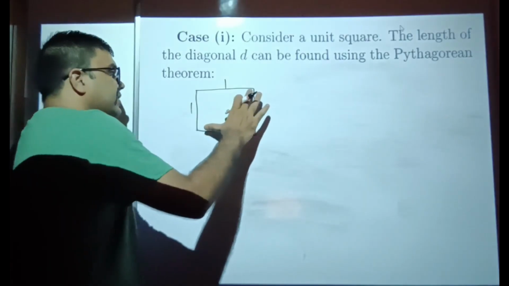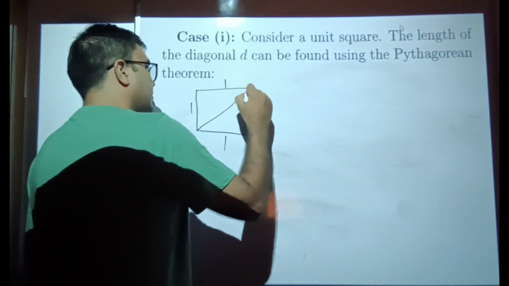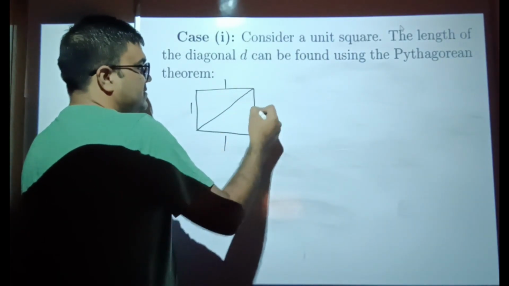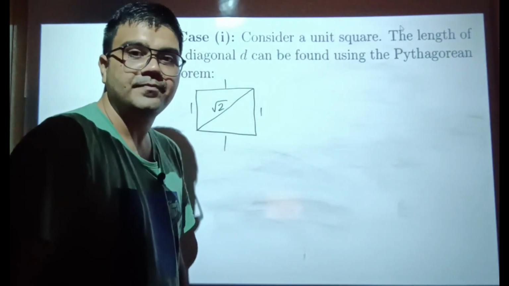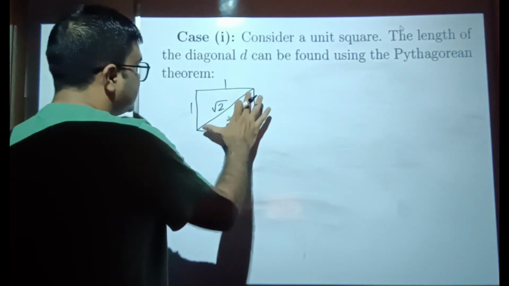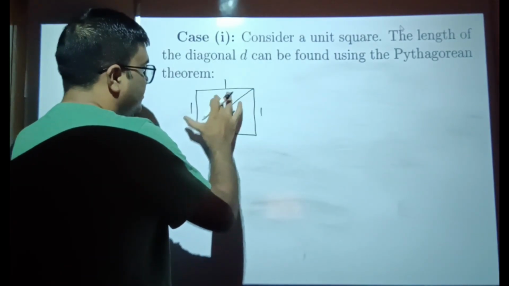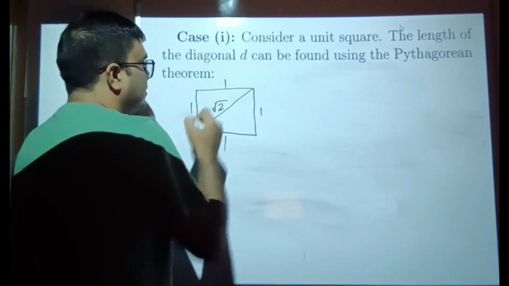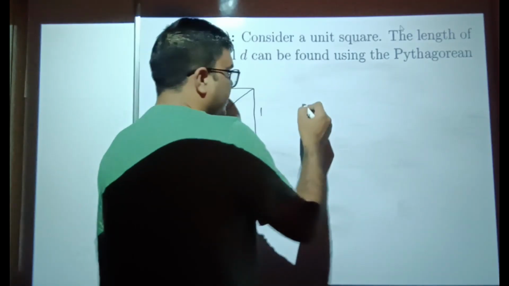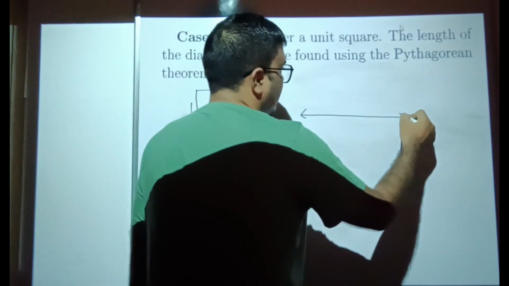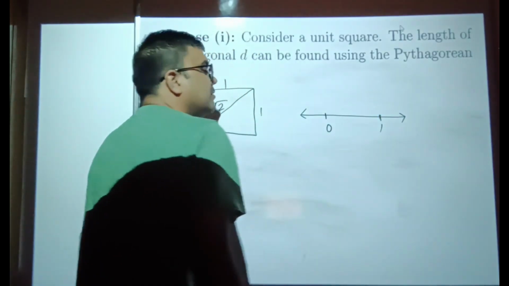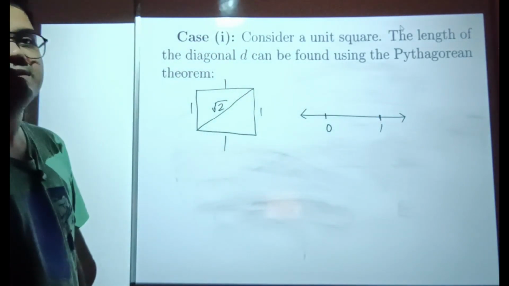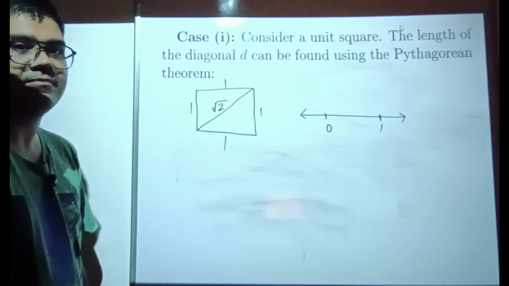Now what is the length of the diagonal of this square? We will use the Pythagoras theorem. This is 1, this is 1, so this value is square root 2. We want to represent this length, this number square root 2, on the number line. So what can we do? We will plot the line over here. This is the point 0 we have. This is the point 1 we have.